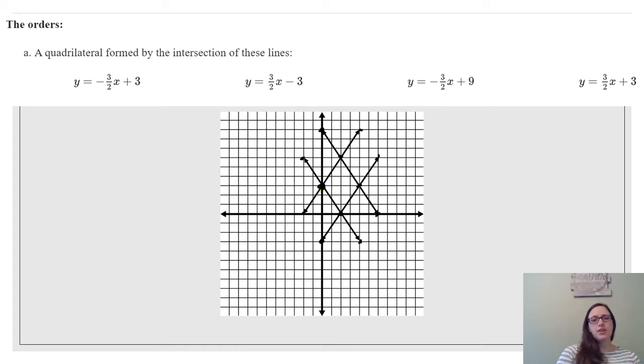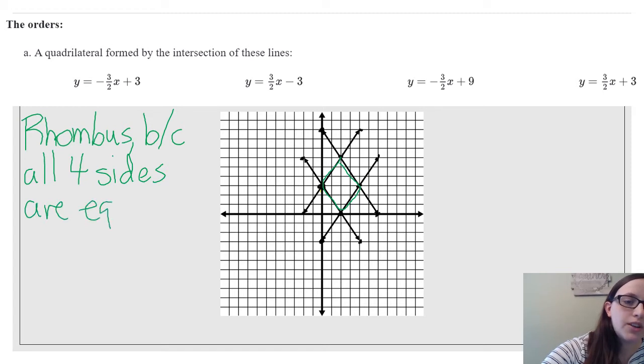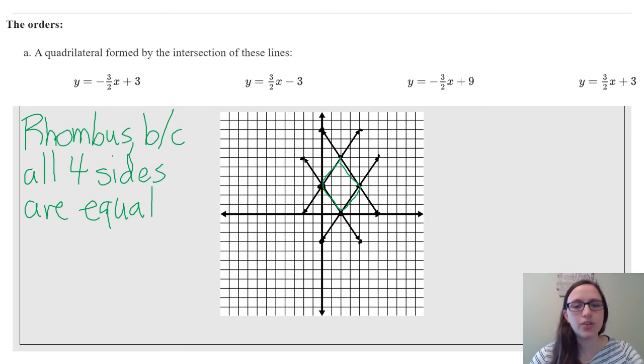So to me, this kind of looks like a rhombus. We're just looking at this shape right here in the middle. It looks like it has all equal sides. So I'm going to say rhombus because all 4 sides are equal, or you could say are congruent. All right, and then we're going to prove that all those sides are congruent.